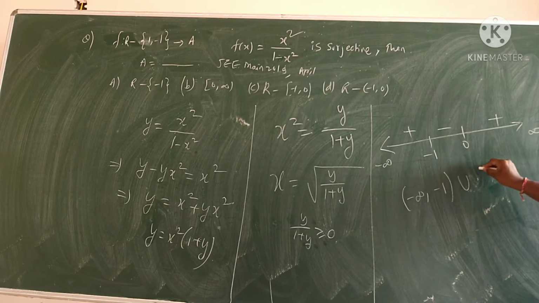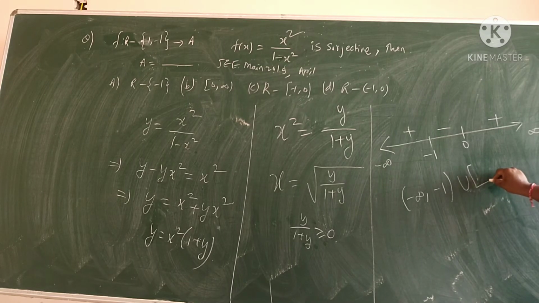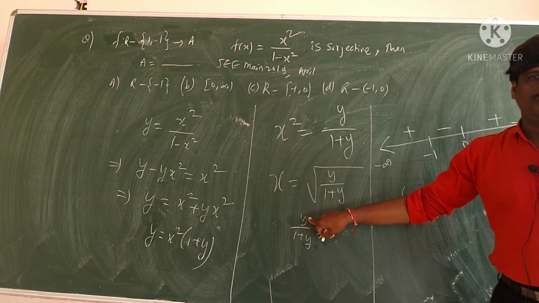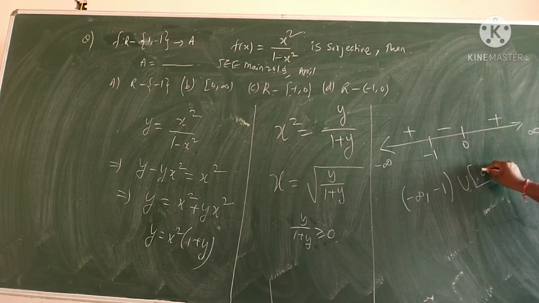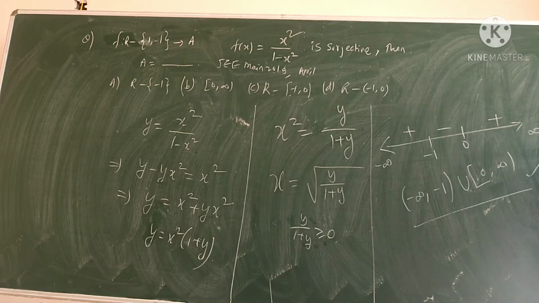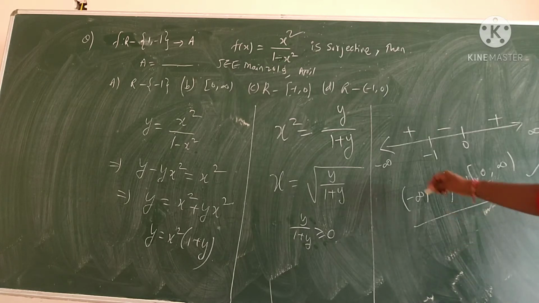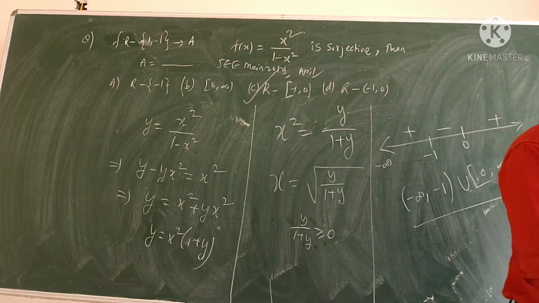So union, where to where I will get? 0. Should I closed or open? Closed. Numerator can have 0. 0 by anything is 0, 0 equal to 0. So 0 closed. To where here? Infinity. So this is the answer. Now tell me, this answer matches with which option? Which option? C option, right? C is the right answer. This is JEE 2019 question.